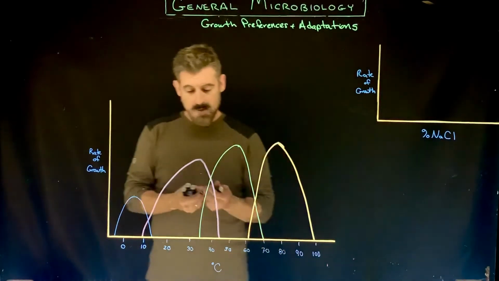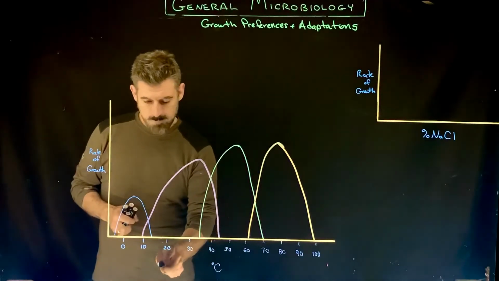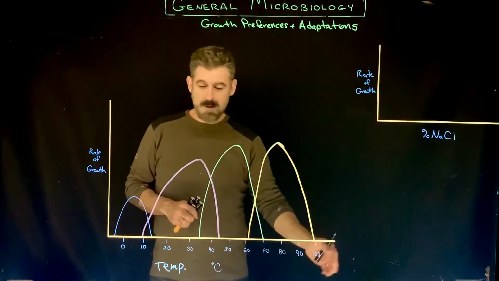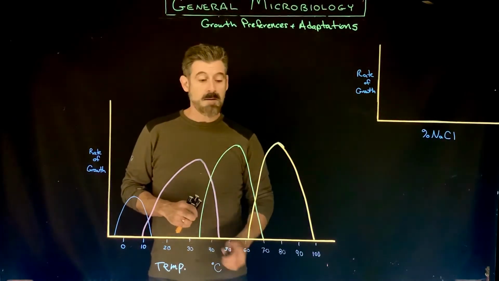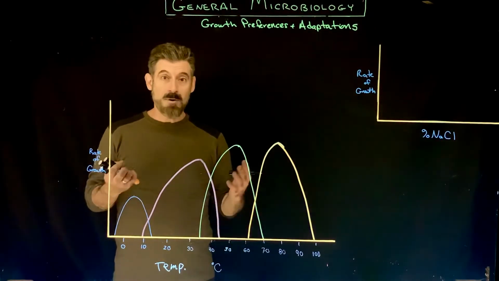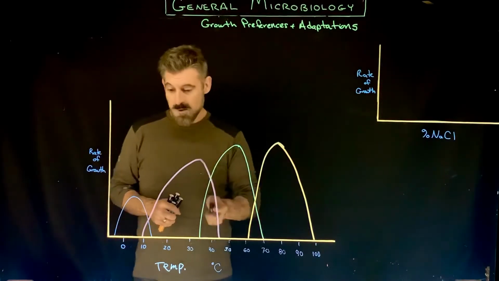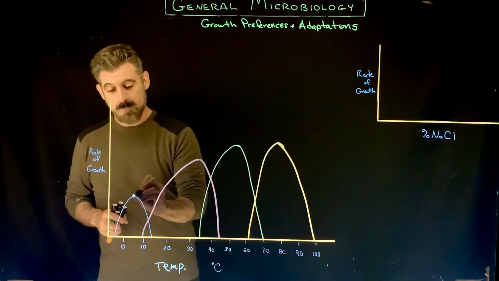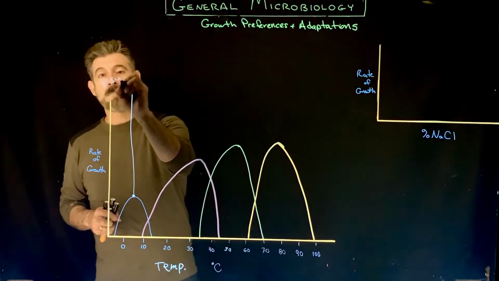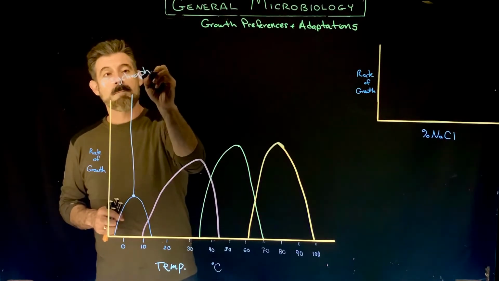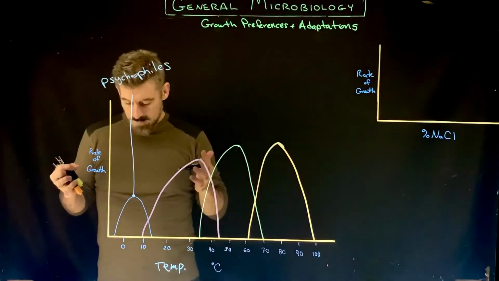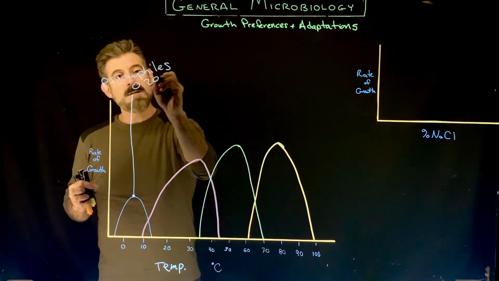So, for example, temperature. So here you have a degree centigrade temperature and a rate of growth. All right, and these curves represent different organisms that have a certain preference for a temperature range. Right, so organisms that tend to grow at very low temperatures we call psychrophiles. So psychrophiles like temperatures that are sort of between, say, 0 to 20 degrees centigrade.